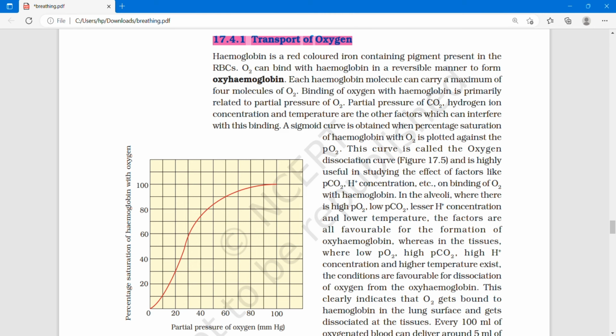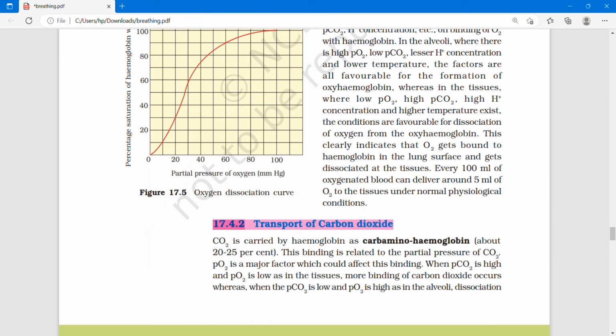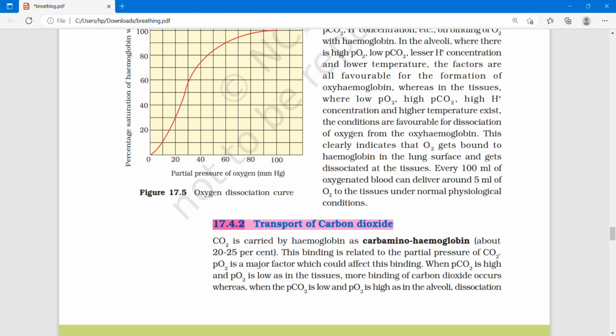This clearly indicates that O2 gets bound to hemoglobin in the lung surface and gets dissociated at the tissue. Every 100 ml of oxygenated blood can deliver around 5 ml of O2 to the tissues under normal physiological conditions.